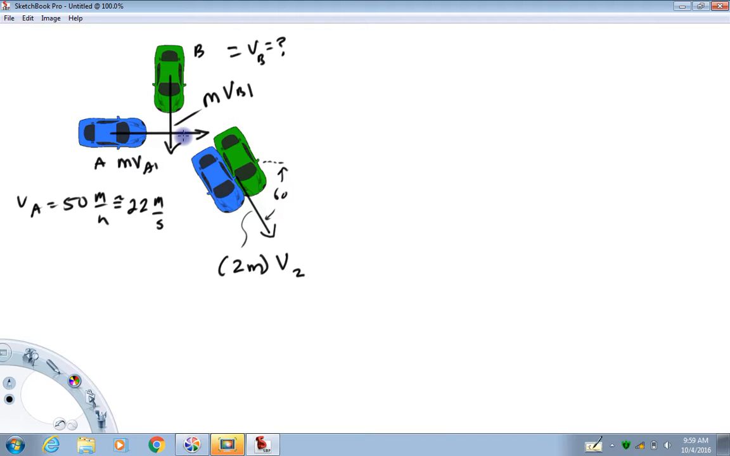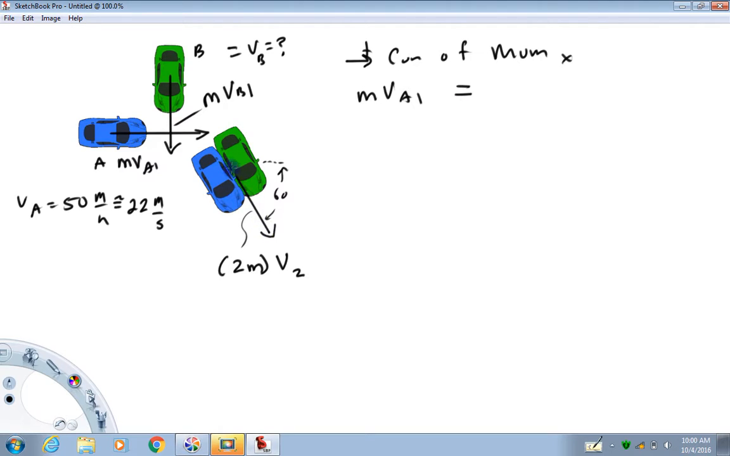What I'm going to do now is write a pair of equations here, equating the momentum for each direction. So conservation of momentum, x direction, calling right positive. When I look at my picture, this is the momentum before impact, mvA1. This does not have an x component to it, so this represents the total momentum before impact. That has to equal the total momentum after impact.